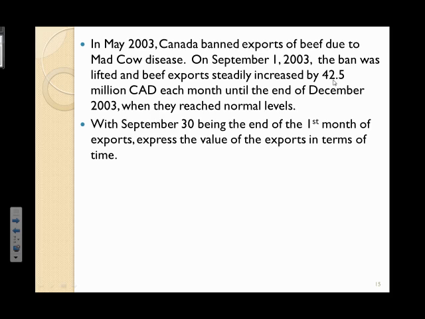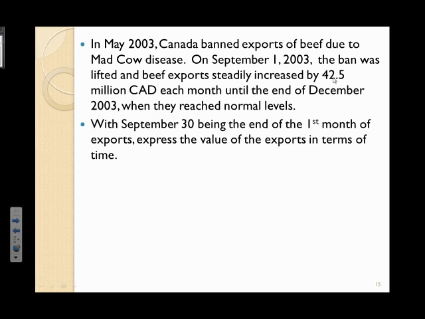If it went up that much each month, it started at 0, and it went up to 42.5 at the end of the first month. So we know we need that. But isn't that a rate? I say yes it is, because it will go up again the next month by 42.5. Think of it this way: at the end of September, they had exports of 42.5 million. The total was 42.5, and if we looked at the end of the next month, well then again they went up 42.5 million, but they were at 42.5.